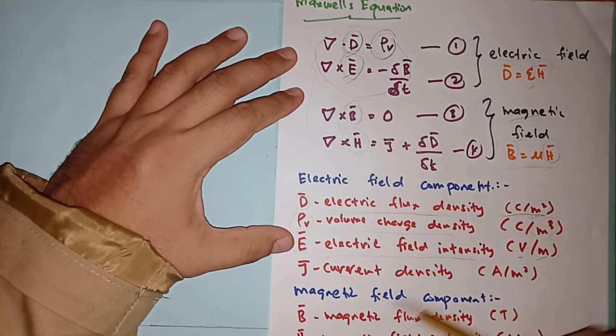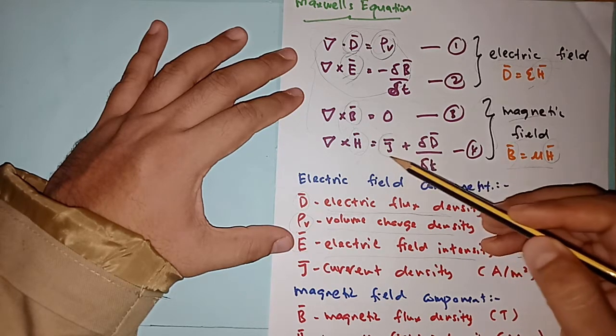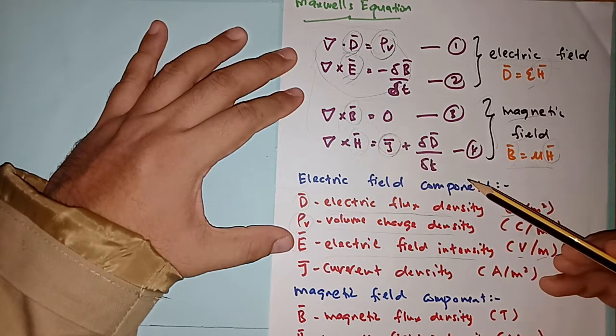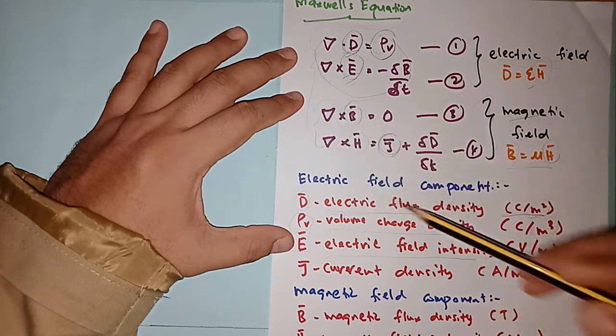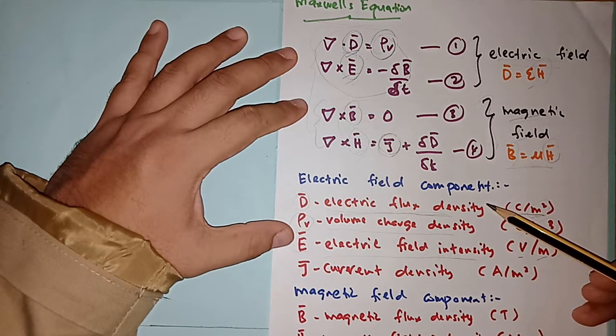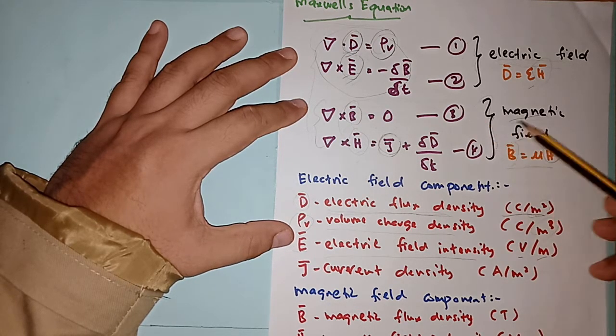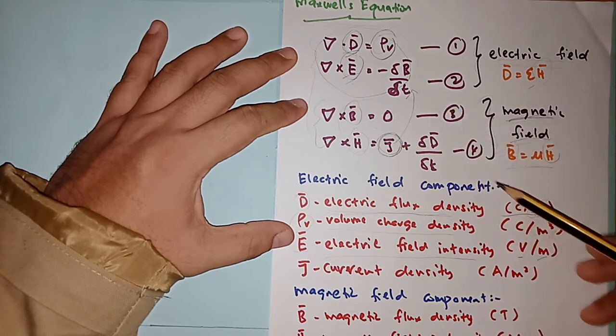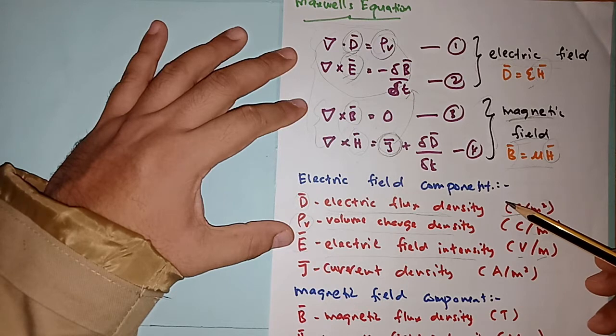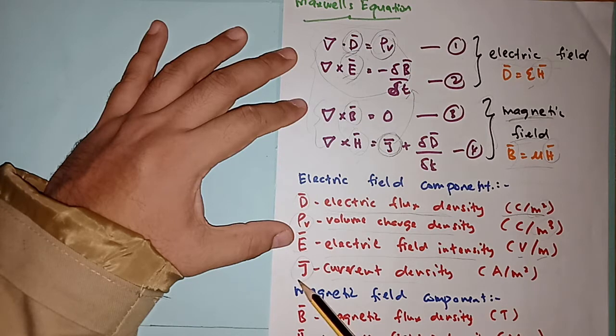We also have another component, which is vector J. Even though this vector J appears in the second part of Maxwell's equations, the part associated with the magnetic field, in this particular case it belongs to the components of the electric field. Vector J is the current density, and the unit for this vector is ampere per meter squared.